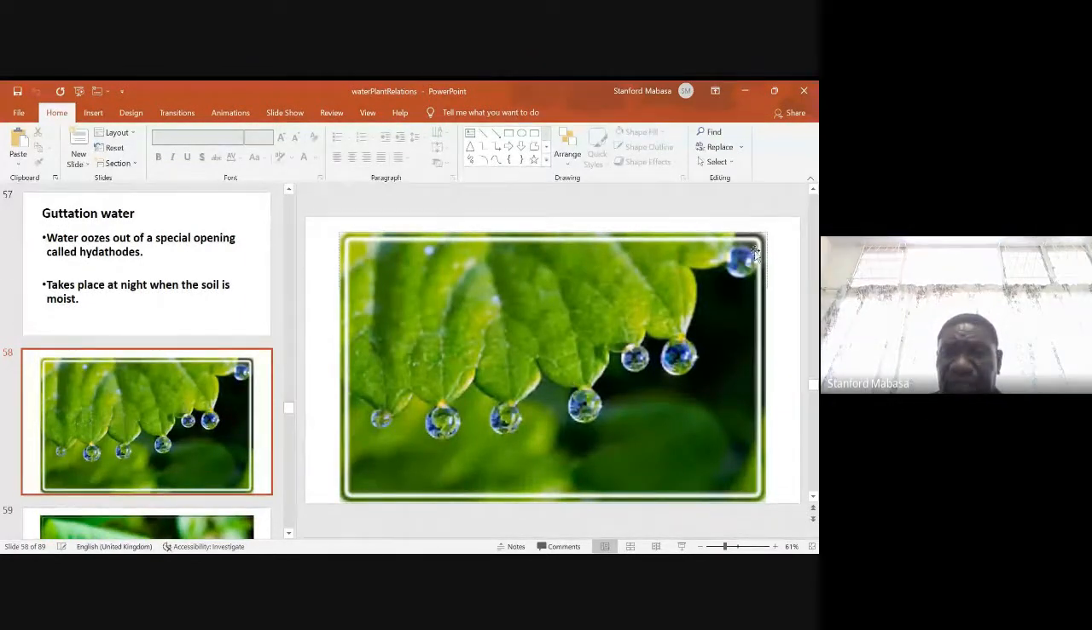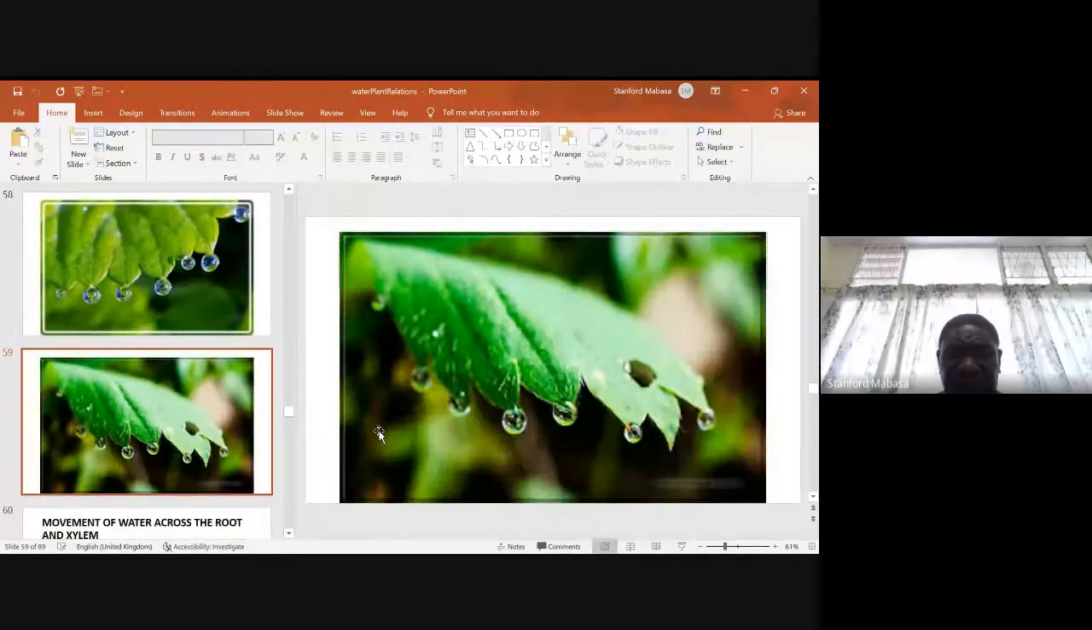So if you observe a plant leaf at the edges, you may find some droplets. And this happens during the night. You may think it's dew, but this is not dew because this is coming from the plant. So this is loss of water via guttation.